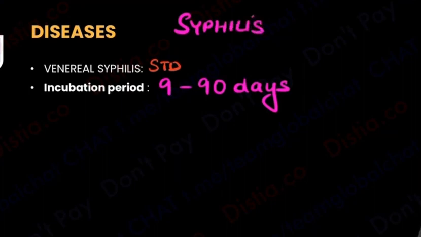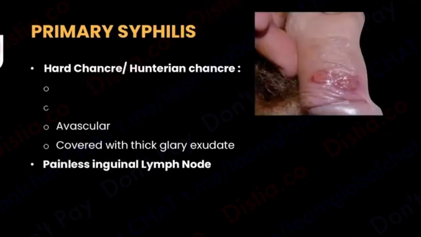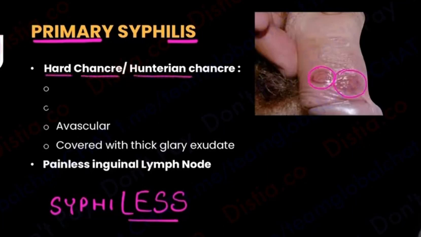And how many stages do we have? We have primary syphilis, secondary syphilis, tertiary syphilis, and that is what I'm starting with. Now, we all know sexually transmitted disease means we are having a genital ulcer here. But note, when I say syphilis, your mnemonic is going to be syphilis. If anyone asks you what is the ulcer and what is the lymph node, you will say everything is painless. So now tell me, this lesion is known as a hard chancre or Hunterian chancre.